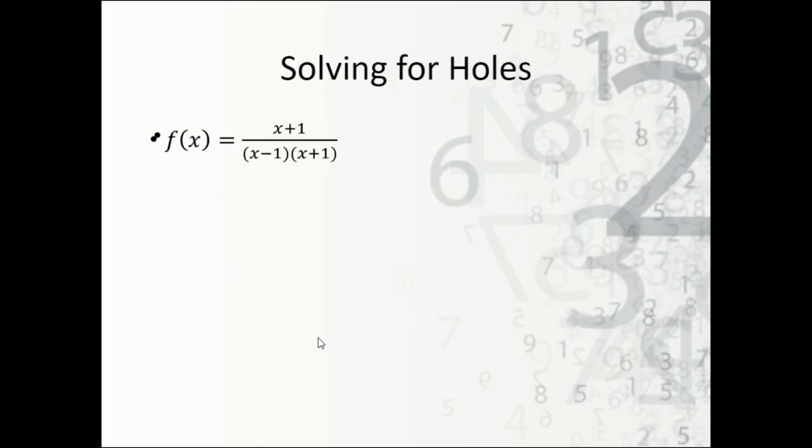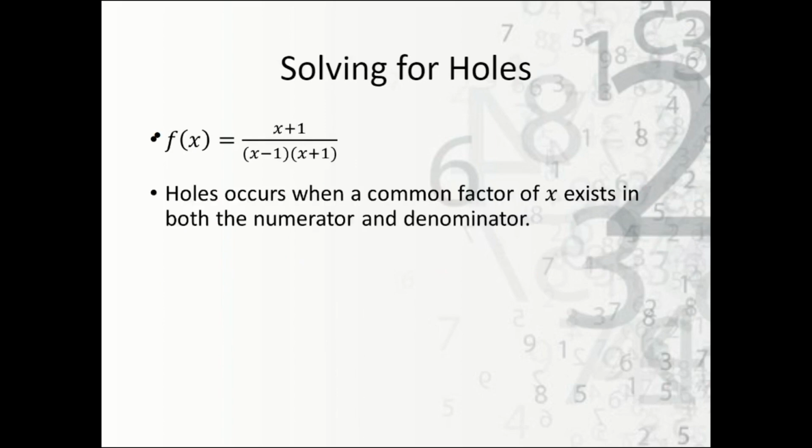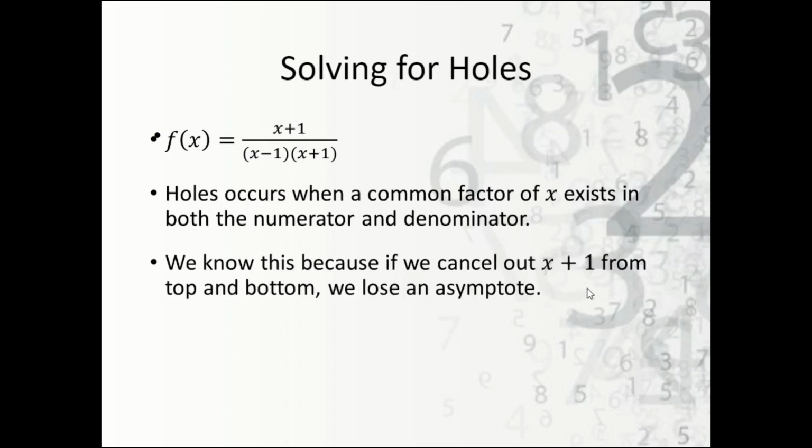Now, how do we find holes? We find holes when a common factor of x exists in both the numerator and denominator. So for instance, in this case we have x plus 1 over (x minus 1)(x plus 1). What we should notice is we have an x plus 1 in both the numerator and denominator, so we could cancel those out. When we cancel those out, we gain a hole and lose an asymptote.